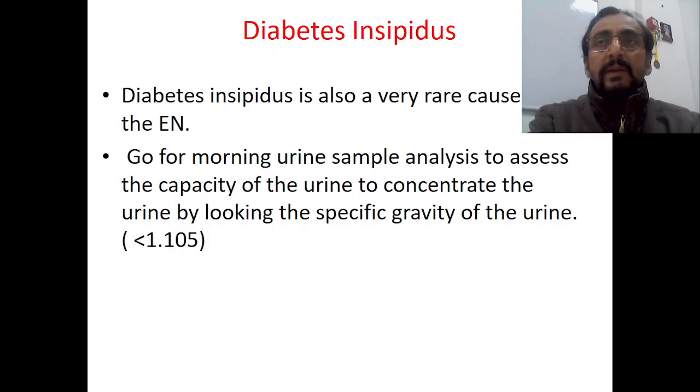Another condition which may lead to nocturnal enuresis is diabetes insipidus. Diabetes insipidus is also a very rare condition, but it is also one of the causes of enuresis. Go for morning urine sample analysis to assess the capacity to concentrate the urine by looking at the specific gravity of the urine. So if you are suspecting diabetes insipidus, go for estimation of specific gravity by collecting a morning sample of the urine. If it is less than 1.105, it suggests that the specific gravity of the urine is low, and this may be a case of diabetes insipidus.